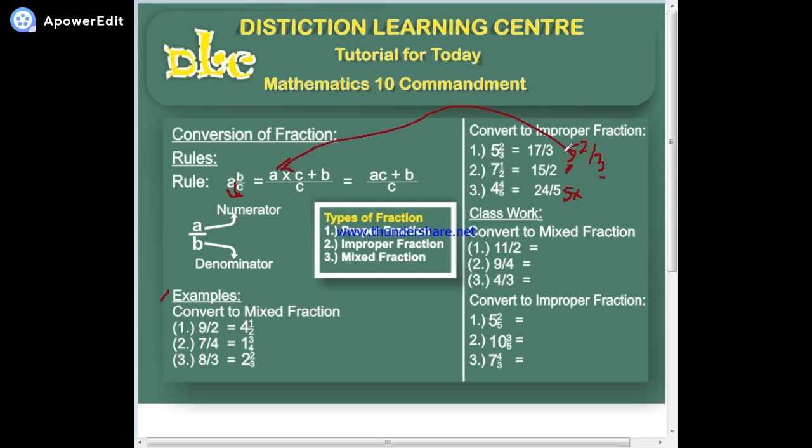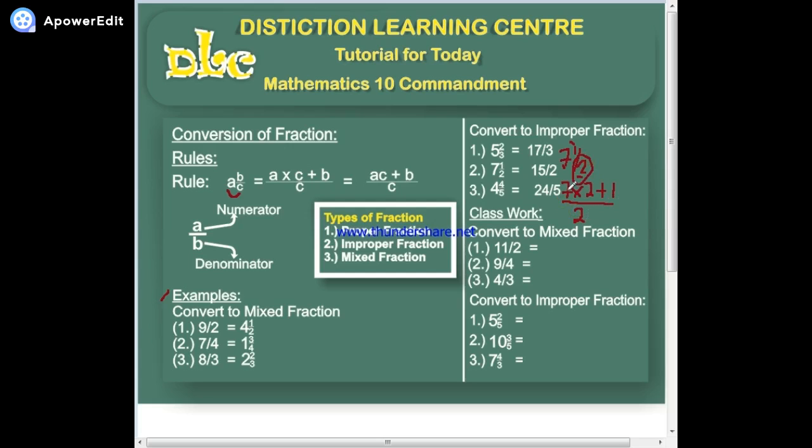Now, the second question under this section is 7 whole number 1 over 2. How are you going to do this? You multiply the 7 whole number by the 2 denominator and plus it with the numerator, which is 1. And divide everything by the denominator, which is 2.